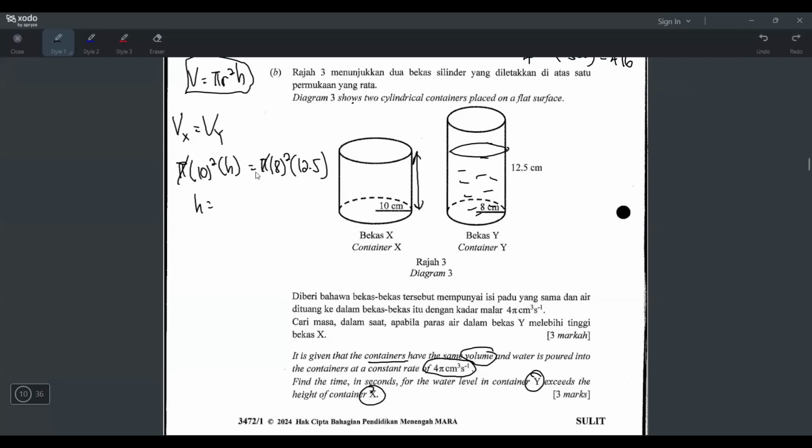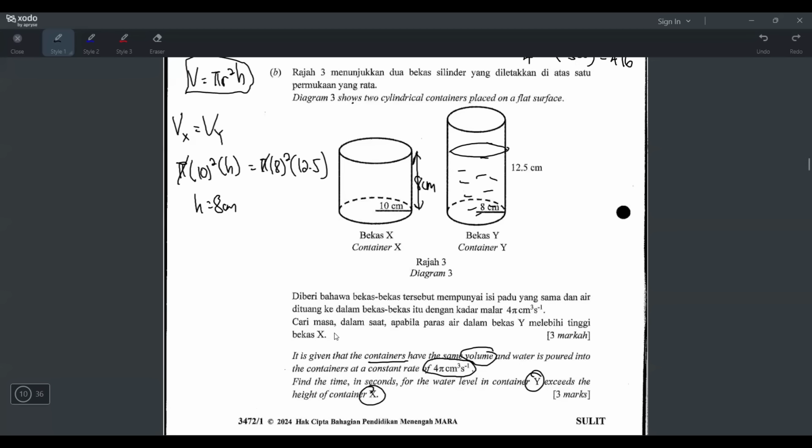Okay, pi bahagi pi boleh potong. 8 square times 12.5 divide 100. You can just press your calculator. So my calculator gives me 8. That means this H is 8 cm, right? Okay, now we already know this height, but it's not finished yet.